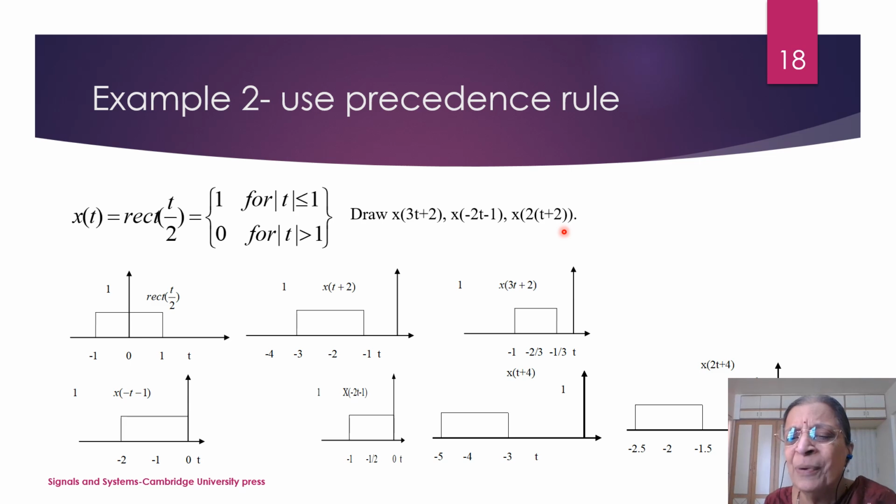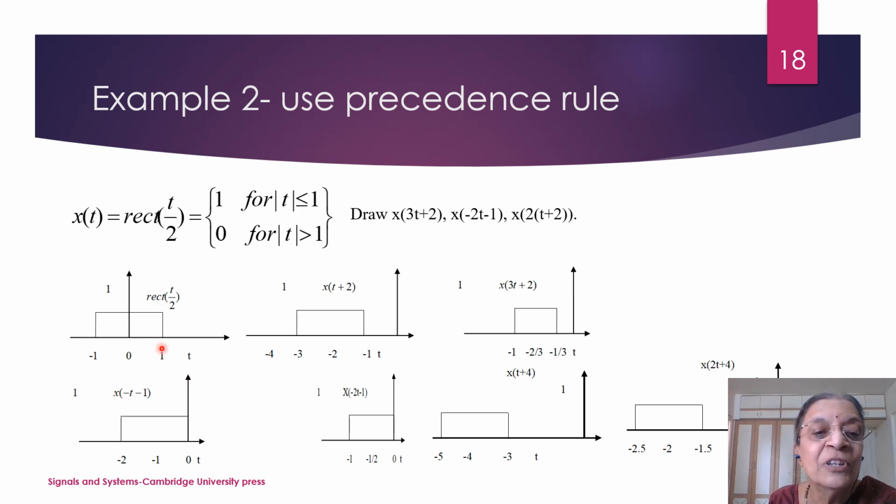So I can expand the bracket directly. I can write it as 2t plus 4. So I'll first consider x of t plus 4 and then I will consider 2t plus 4. So if I consider x of t plus 4, this is x of t. I have to execute x of t plus 4. So I will have to shift left by 4 samples.